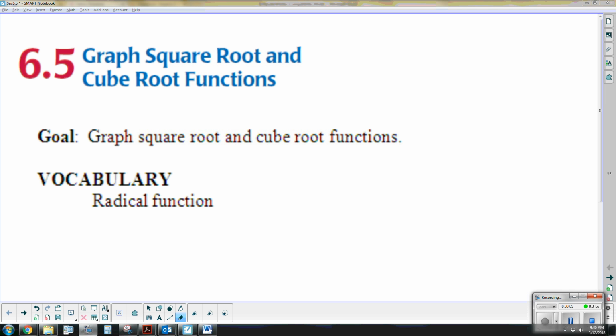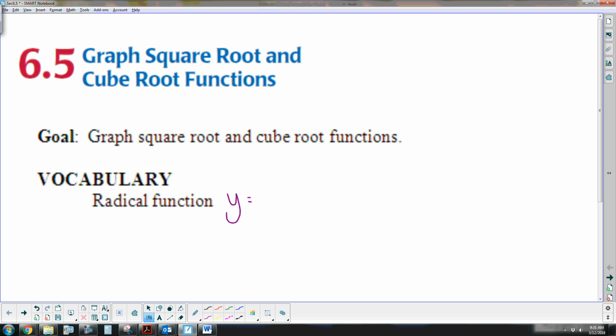So you have one key vocab term, and this is radical function. A radical function is a function that's in the form y equals a times the square root of x minus h plus k. If you look at this function, it should remind you of functions that we've worked with in the past, particularly the absolute value functions.